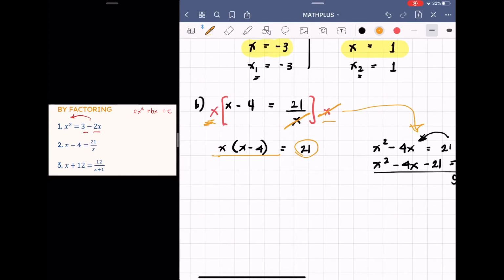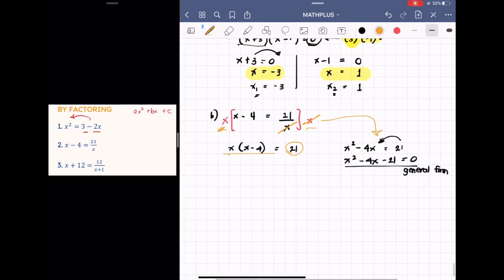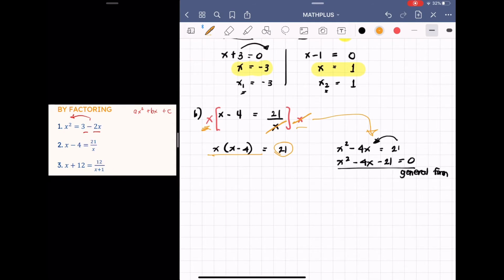You have a term on the right side which is a constant, and by the rules of solving for the roots, it should be in the general form. So it's only proper that after multiplying both sides by x, you transform it to the general form before we proceed with factoring. Therefore, we go back to the general form and we factor.